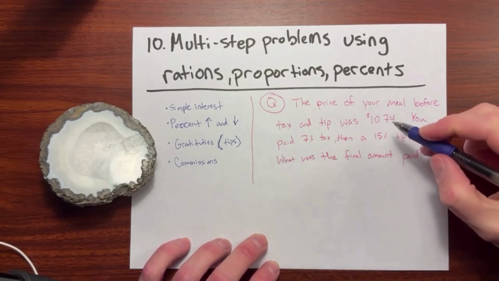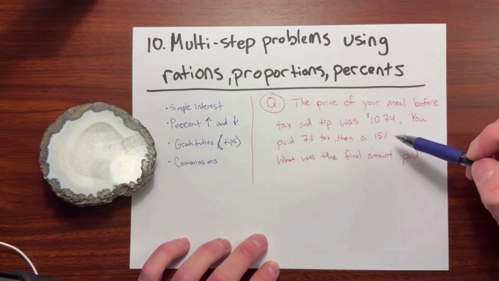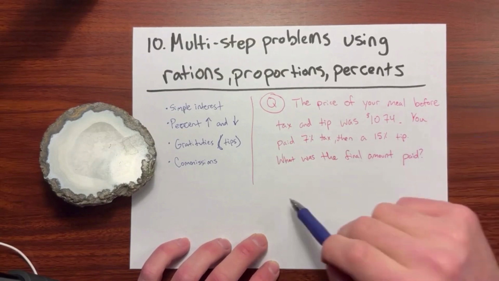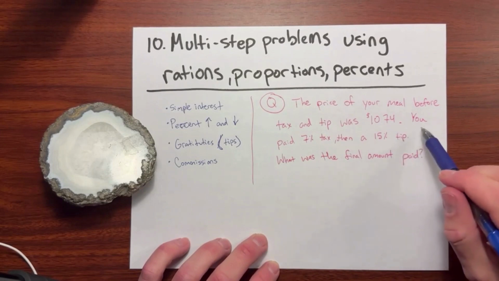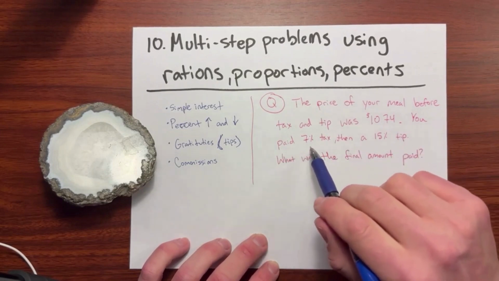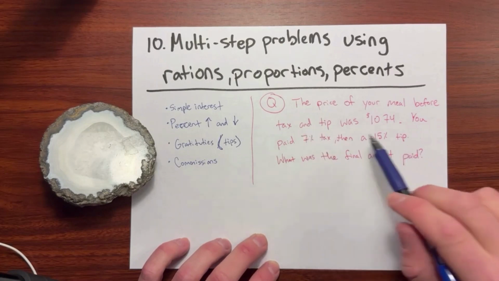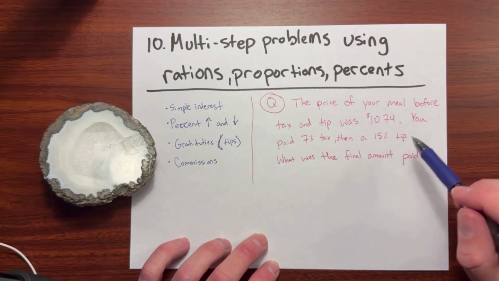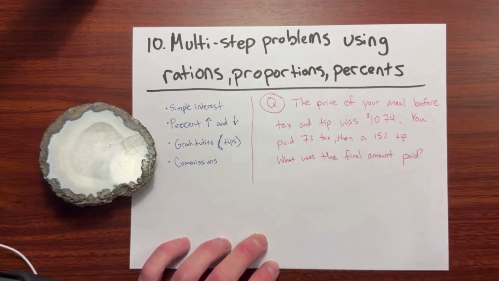So you start off with 1074, and you may be tempted to take 7% of 1074 and 15% of 1074, add all that together and get the answer. And I'm sure that one of those multiple choice answers is going to be that. But what you need to see is that you paid a 7% tax, then a 15% tip. The price of your meal before tax and tip was $10.74. You paid 7% tax, then a 15% tip. What was the final amount paid?